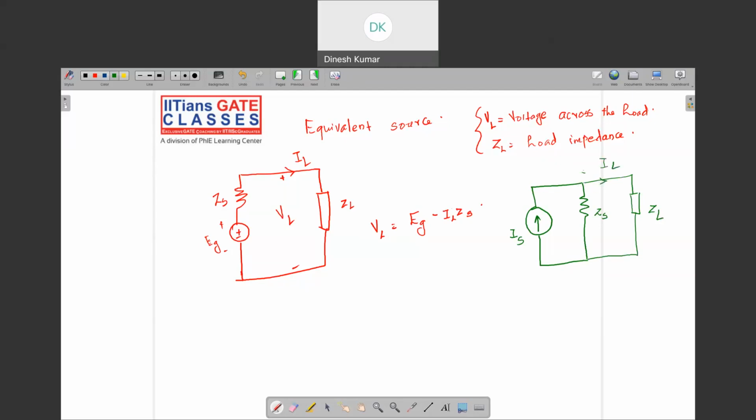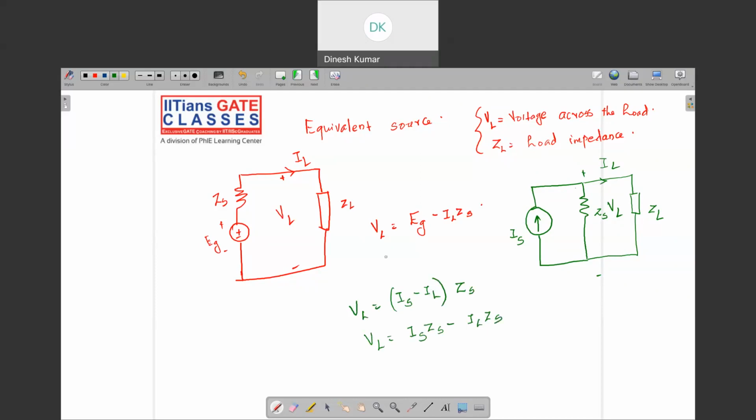Okay. So now we can find what is VL here. So VL in this case will be equal to IS minus IL. That is the current flowing through this resistance. IS is coming here and IL is going here. So IS minus IL into ZS. Right. That means VL equal to IS into ZS minus IL into ZS.